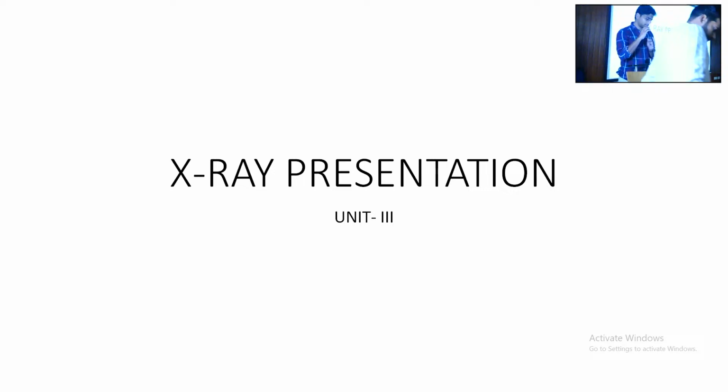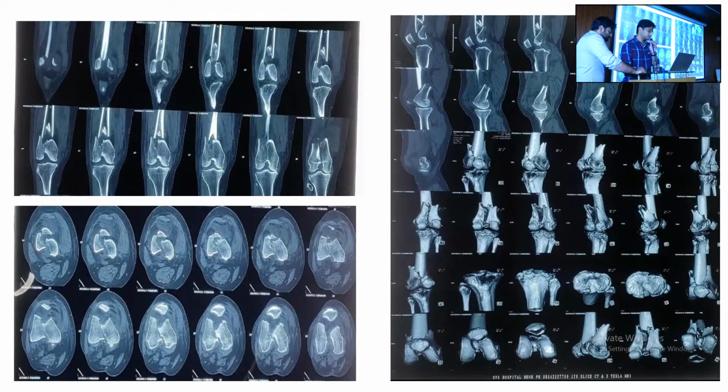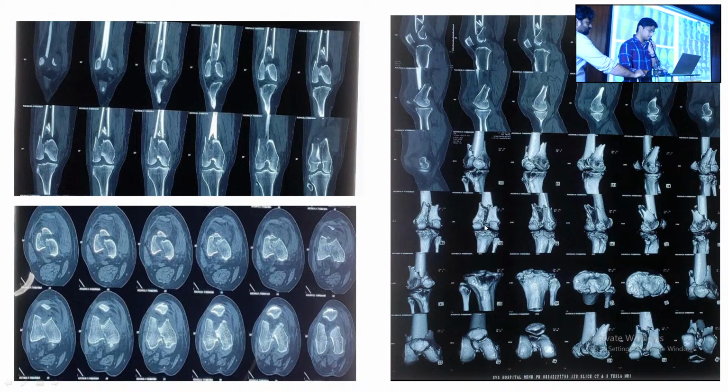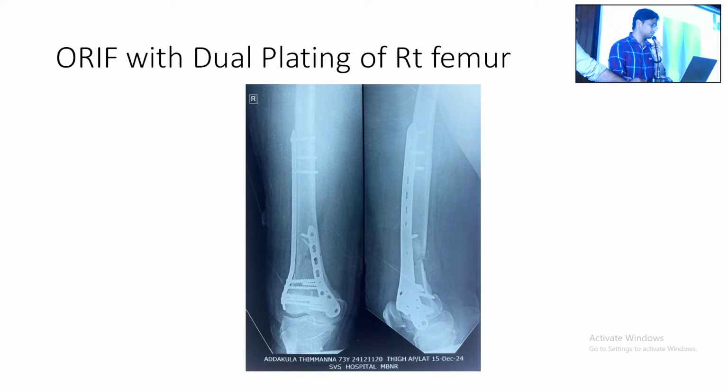Good morning, sir. These are the cases done in Unit 3. It is a 73-year-old male with closed supracondylar fracture of the right femur with intra-articular extension. These are CT films. Here there is an intra-articular extension with metaphyseal comminution. This is a C2 type, 33-C2 type. We have done open reduction internal fixation with dual plating for the right femur.